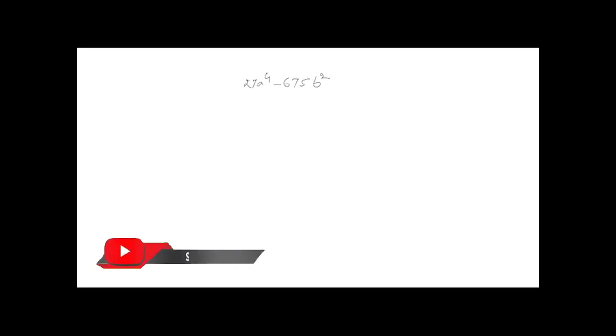Now look at this question. Factorize 27a to the power 4 minus 675b squared. How will you do this? Is 27 a square number? No, ma'am. It is a cube number, ma'am. 675 also is not a square number. We can't use a squared minus b squared. So what should we do?